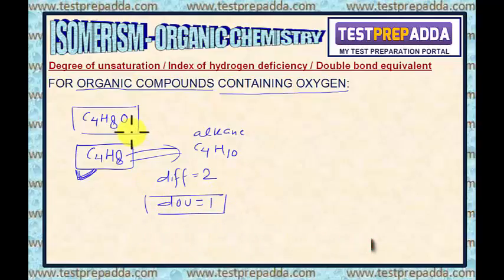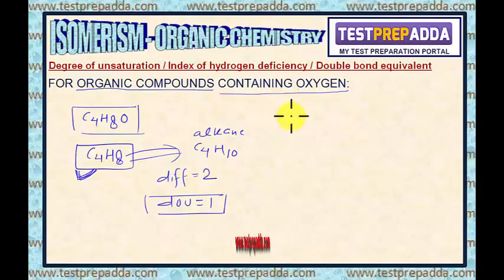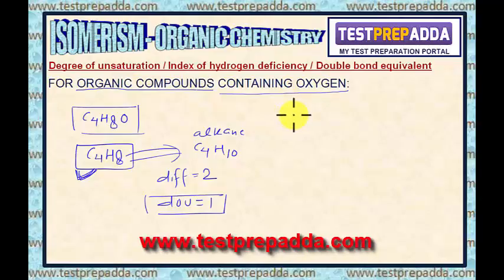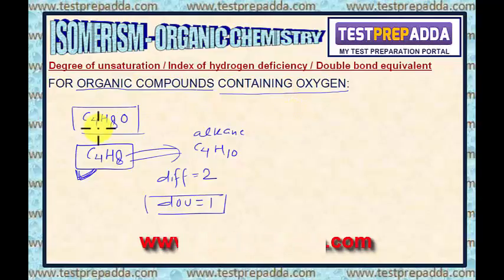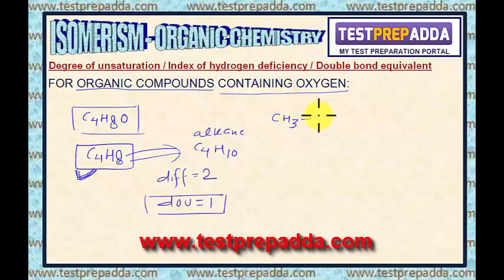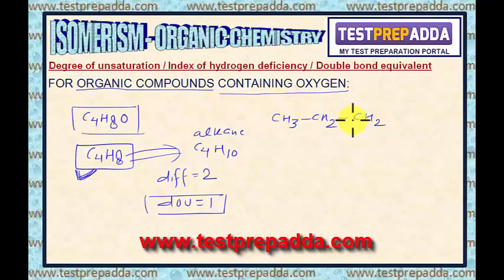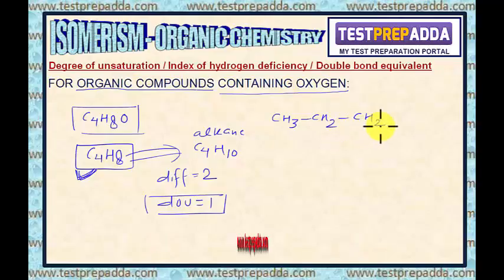Okay. And another way of finding the degree of unsaturation here is to write one formula or a structure which has one oxygen with this number of carbon atoms and this number of hydrogen atoms. So I'll write this as CH3, CH2, CH2. Now you can see how many carbon atoms we have written. 3. How many hydrogen atoms we have written? 3, 2, 5, 2, 7.